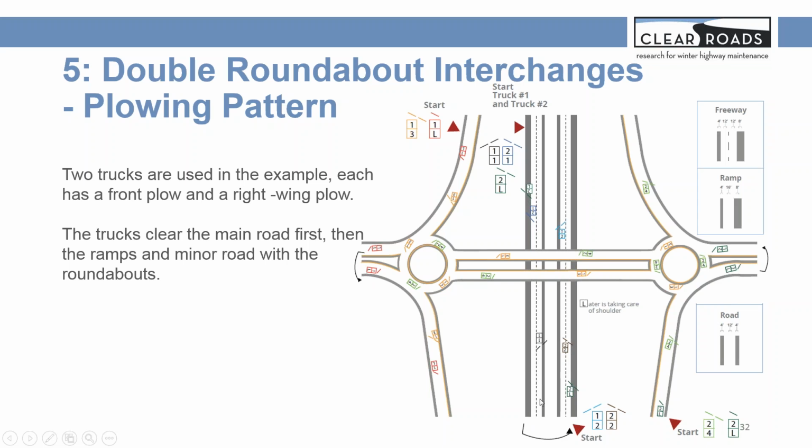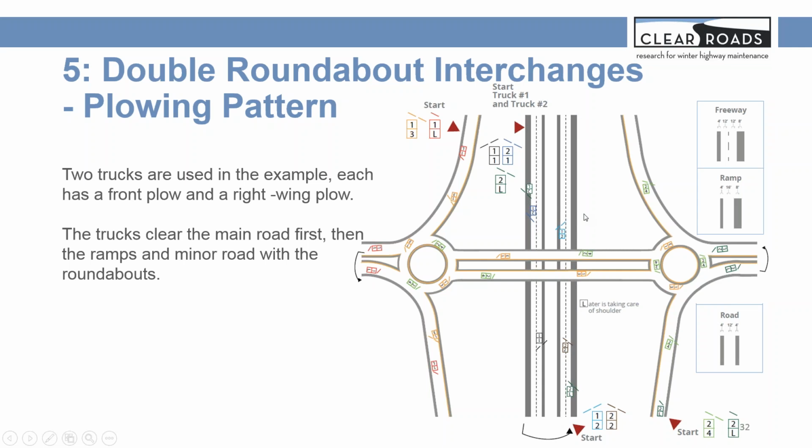After they finish, they have another pass called 2L later. So the 2L pass will clear the shoulder, the right shoulder, for both directions. Then this completes the freeway.